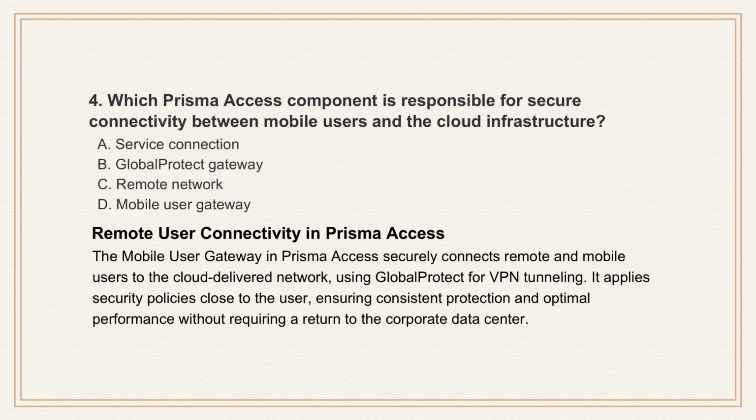Now, sticking with the theme of users being everywhere, remote user connectivity. The source asks about securing mobile users connecting into Prisma Access. Right. How do you securely connect those users who are out and about? Is it just a standard VPN or? Well, the source specifically points to the mobile user gateway as the component responsible. Mobile user gateway, okay, and its job is? Its function is to be that secure entry point for remote users into Prisma Access.